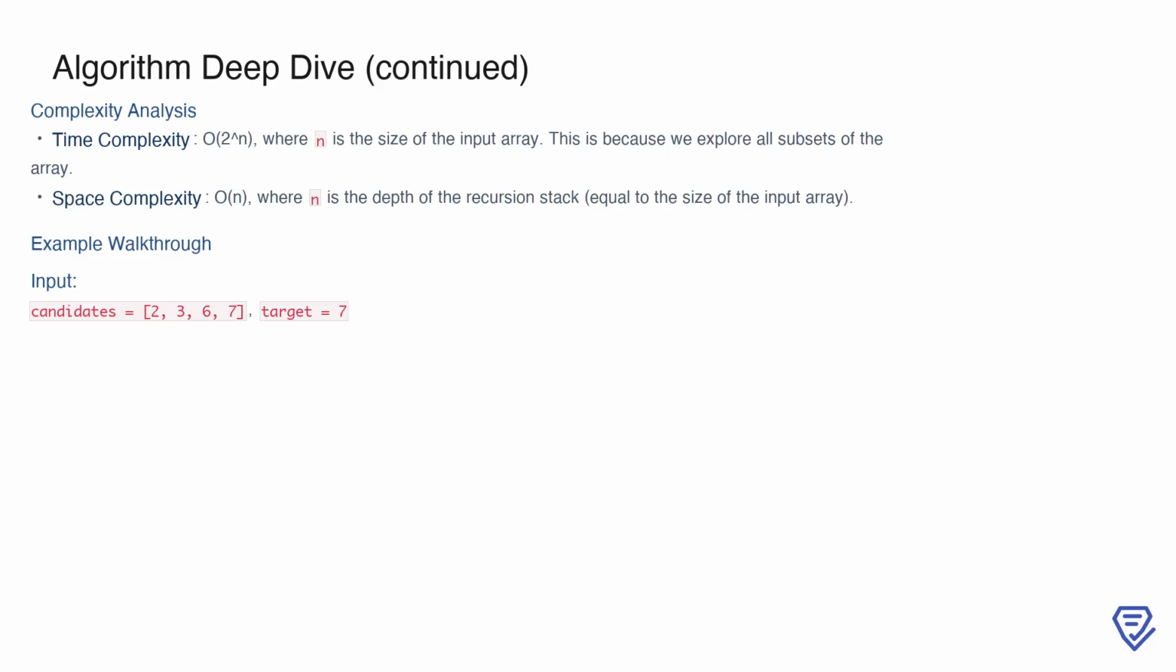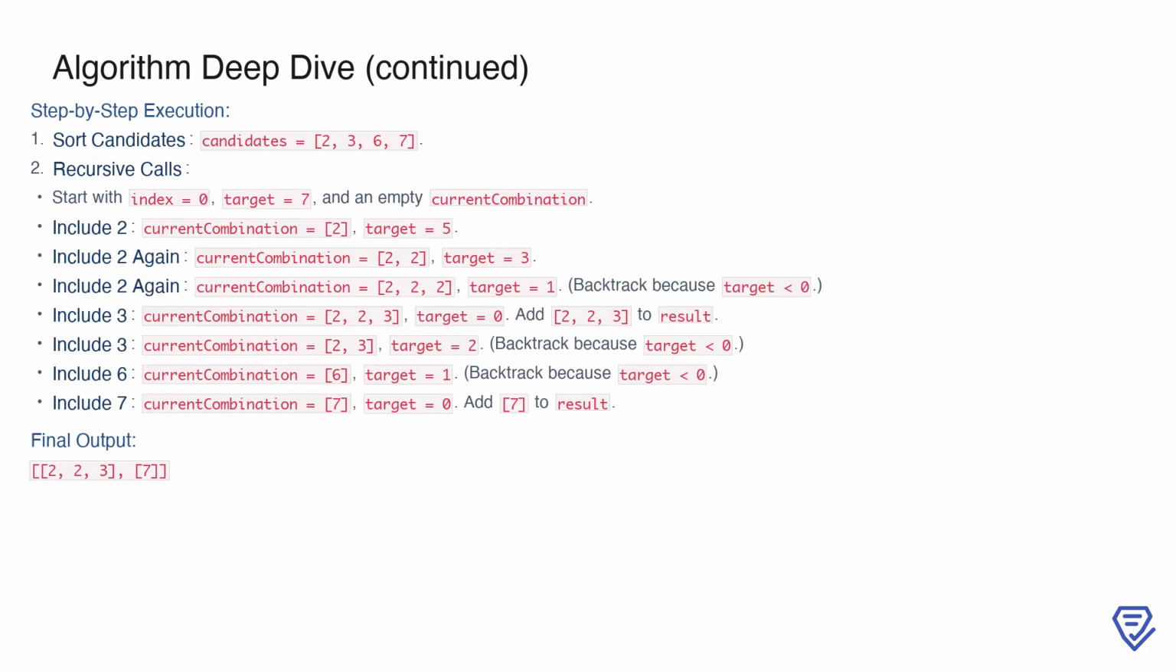To illustrate how the algorithm works, let's consider an example where candidates equals 2, 3, 6, 7, and the target is 7. We'll walk through the steps to understand how combinations are formed and how the algorithm efficiently narrows down valid solutions. Starting with the example, we first sort the candidates, resulting in 2, 3, 6, 7. The recursion begins with an empty combination, a target of 7, and an index of 0.